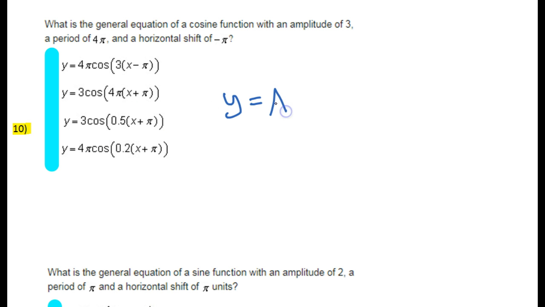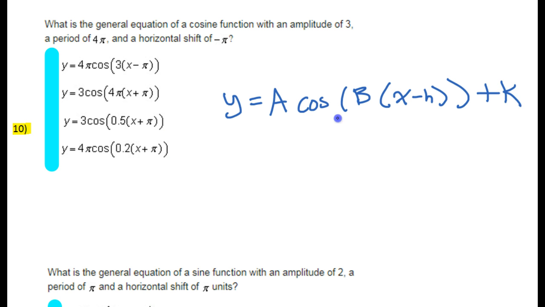Y equals A times cosine of B times x minus h plus k. So let's talk about what each one of these things represent. The A value is going to be the amplitude, except it will always be positive. Even if this is a negative number, amplitude is always considered to be positive.